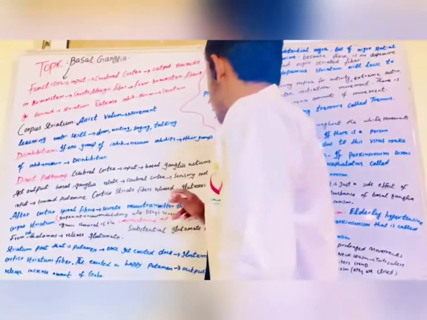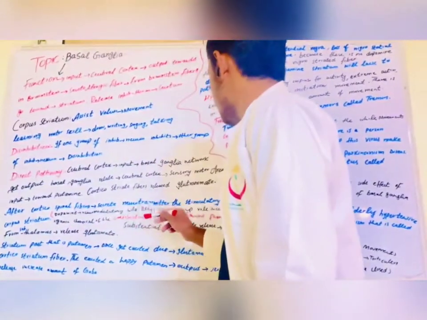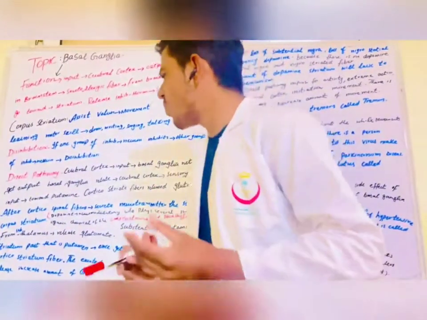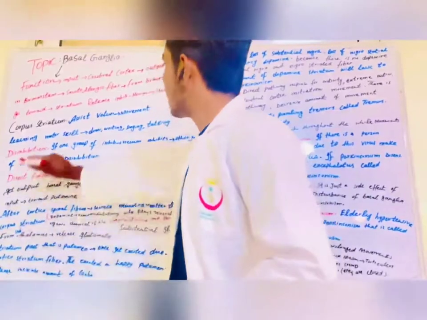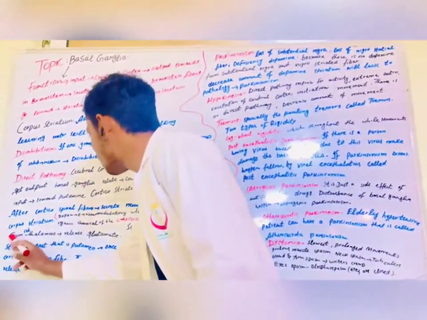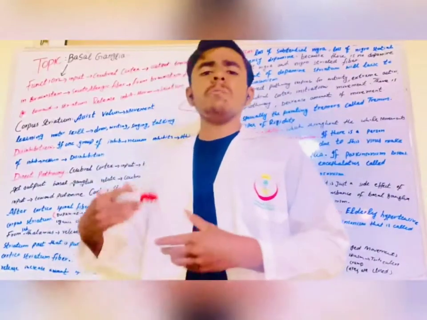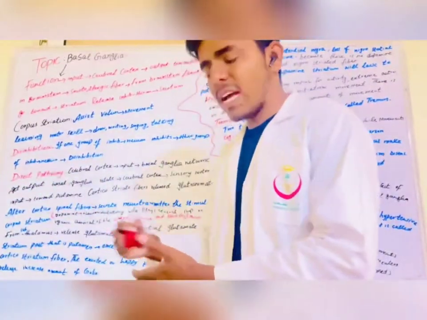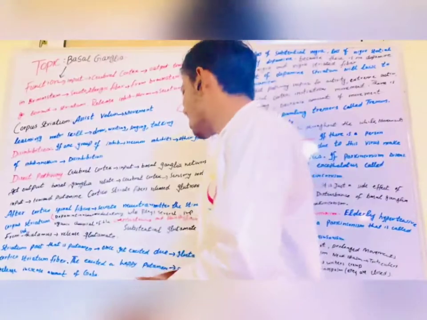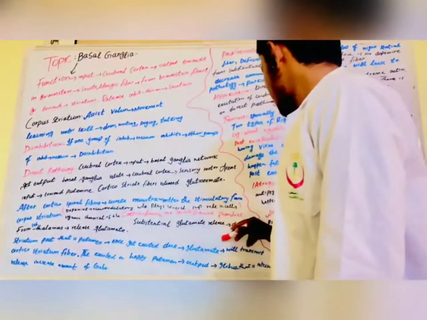Corticostriate fibers release glutamate. After the corticostriate fibers secrete the neurotransmitter, there is stimulation of the corpus striatum, as we already know what the corpus striatum is. Then furthermore, the thalamus and subthalamus both release glutamate. Substantia nigra releases dopamine.